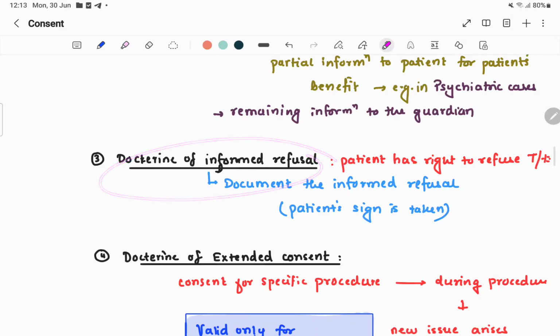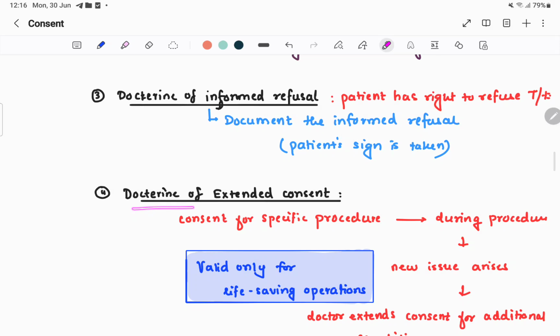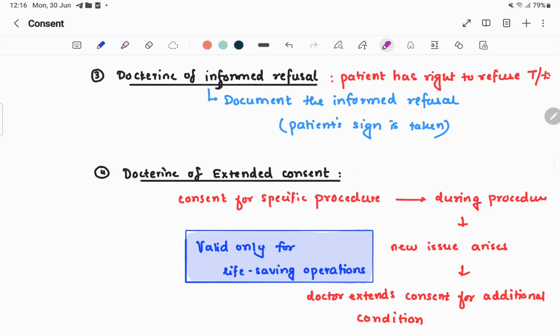Doctrine of informed refusal. The patient has the right to refuse the treatment, and the document is an informed refusal. The patient's sign is taken. So the patient can refuse the treatment. Doctrine of informed refusal.